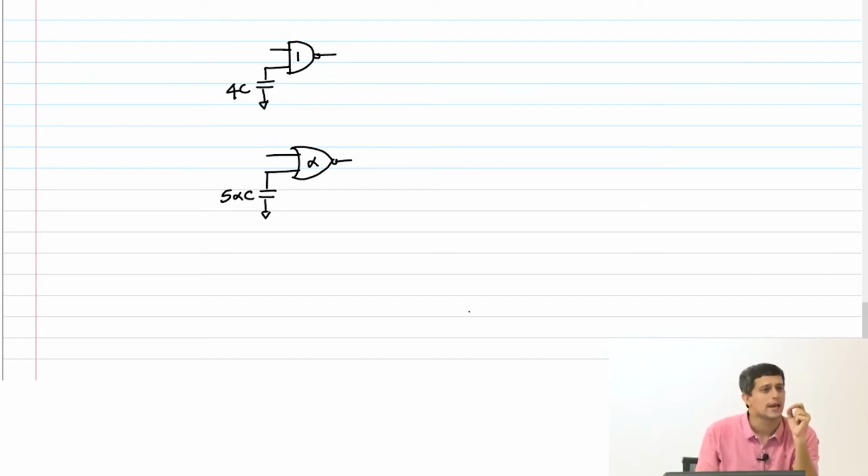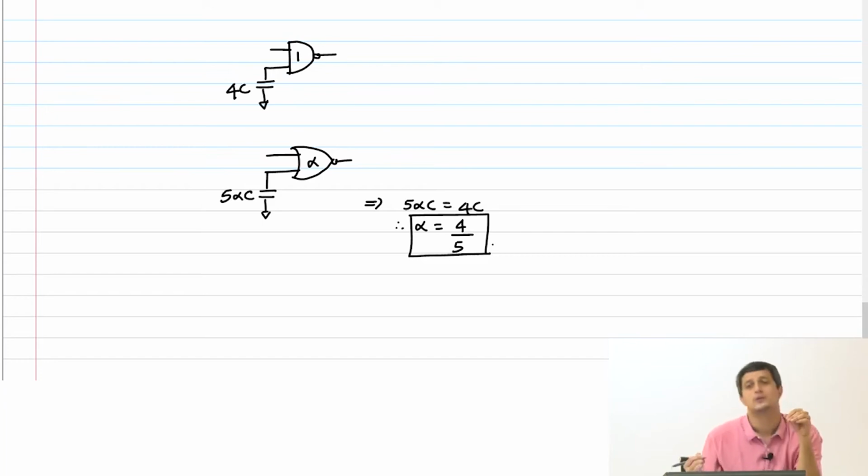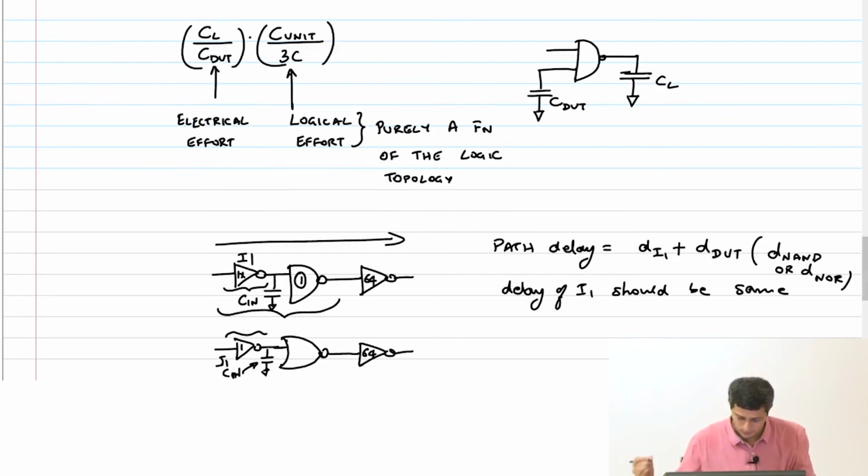Right? Now what is my aim? I want to make the input capacitance of these two gates the same. So I have to choose the alpha so that these two are the same. Therefore 5 alpha C should be equal to 4C. Therefore alpha should be 4 by 5. So here if I make this 4 by 5 times the size of a unit NOR 2 gate, then the input capacitance will be the same as that of a NAND 2 gate.